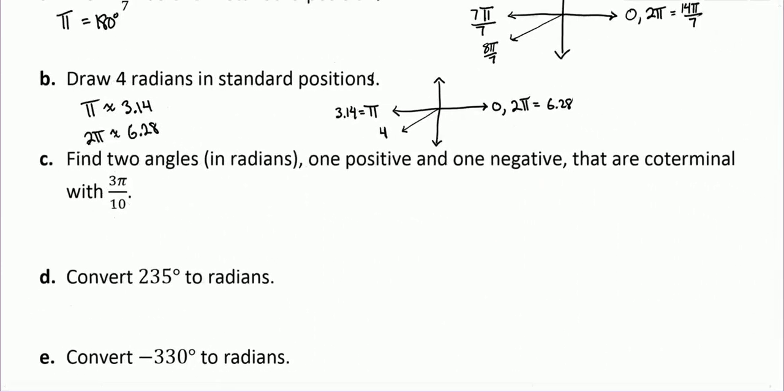C says find two angles in radians, one positive, one negative, that are coterminal with 3 pi over 10.